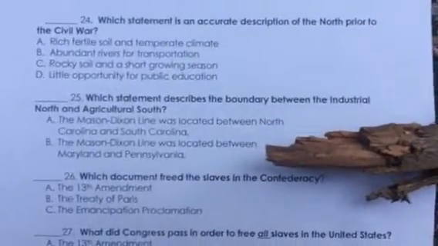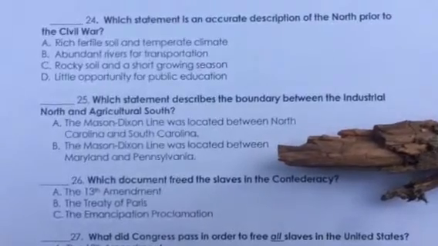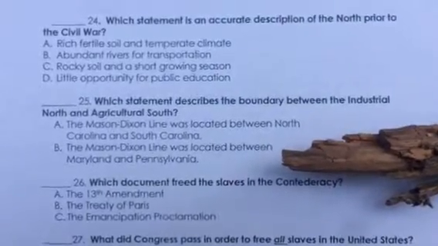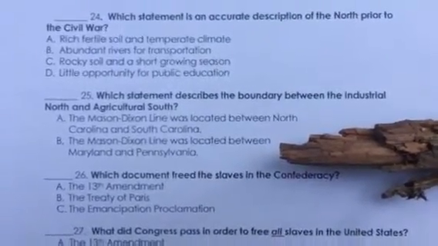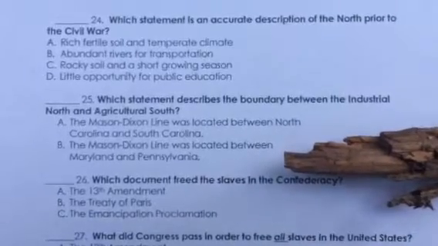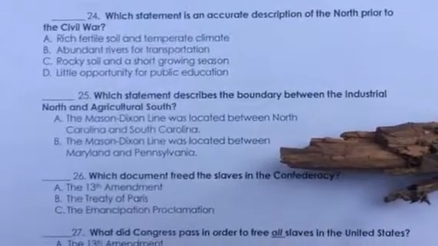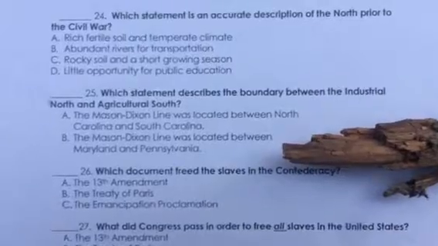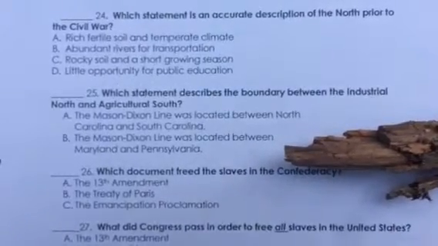25. Which statement describes the boundary between the industrial North and agricultural South? A. The Mason-Dixon line was located between North Carolina and South Carolina. B. The Mason-Dixon line was located between Maryland and Pennsylvania.